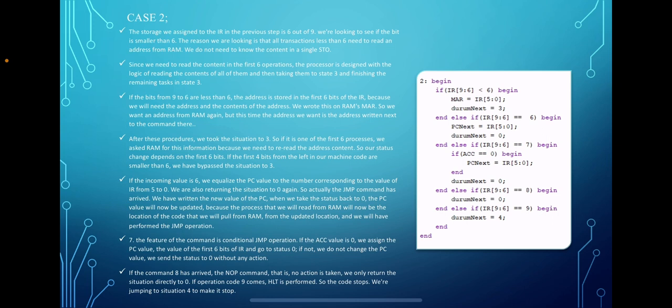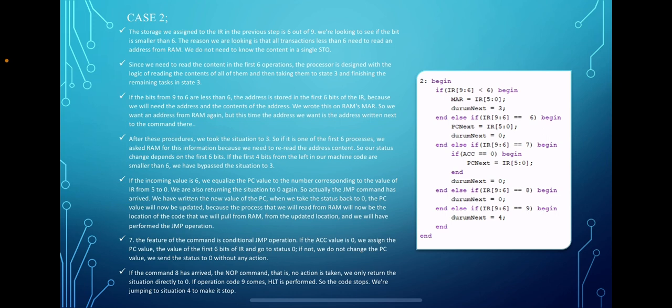Since we need to read the content in the first 6 operations, the processor is designed with the logic of reading the contents of all of them and taking them to state 3 and finishing the remaining task in state 3. If the bits from 9 to 6 are less than 6, the address is stored in the first 6 bits of the IR, because we will need the address and the contents of the address.